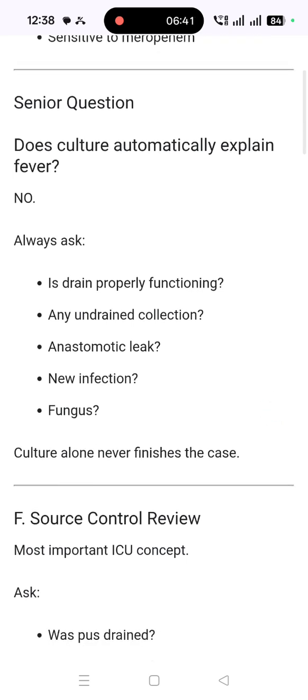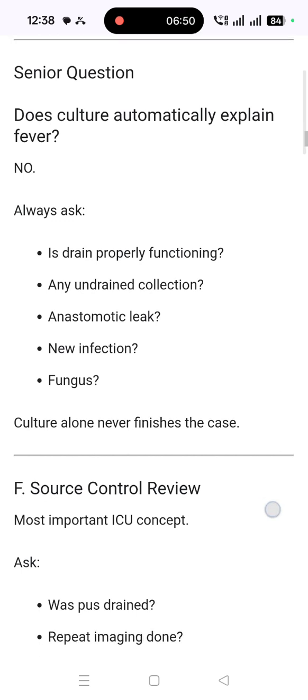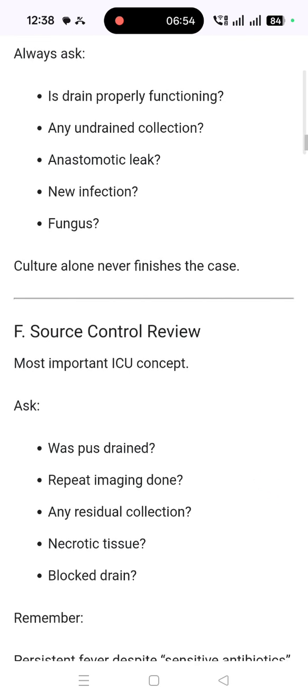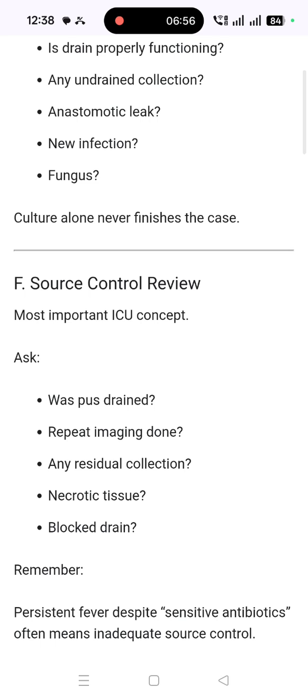Any undrained collection, anastomotic leak, any new infection, or fungal infection? Culture alone never finishes the case. So the fifth point is source control review. The most important ICU concept is source control.